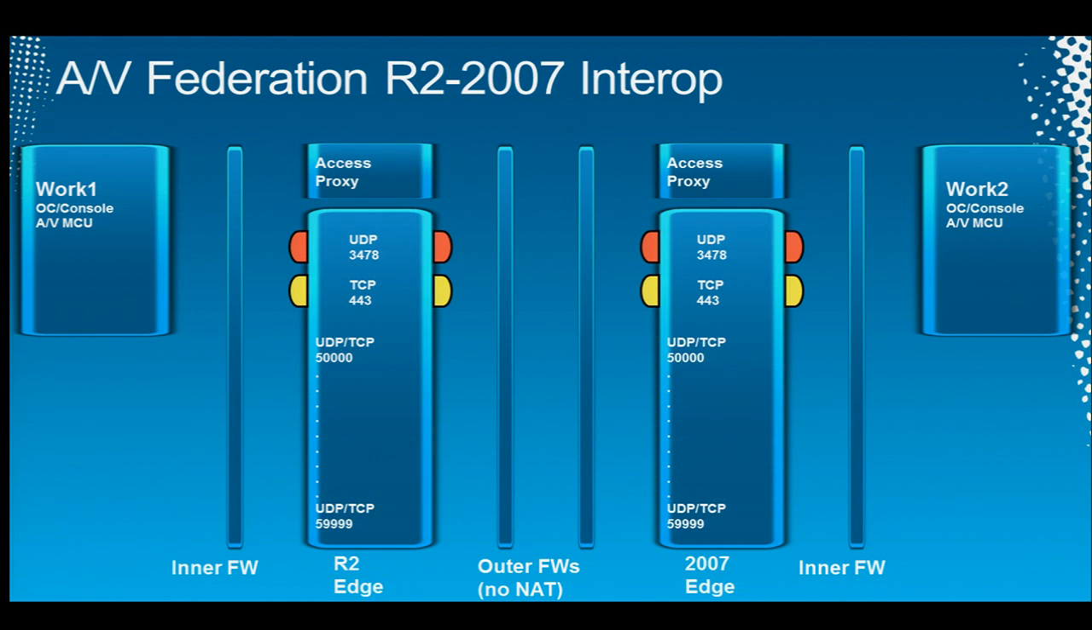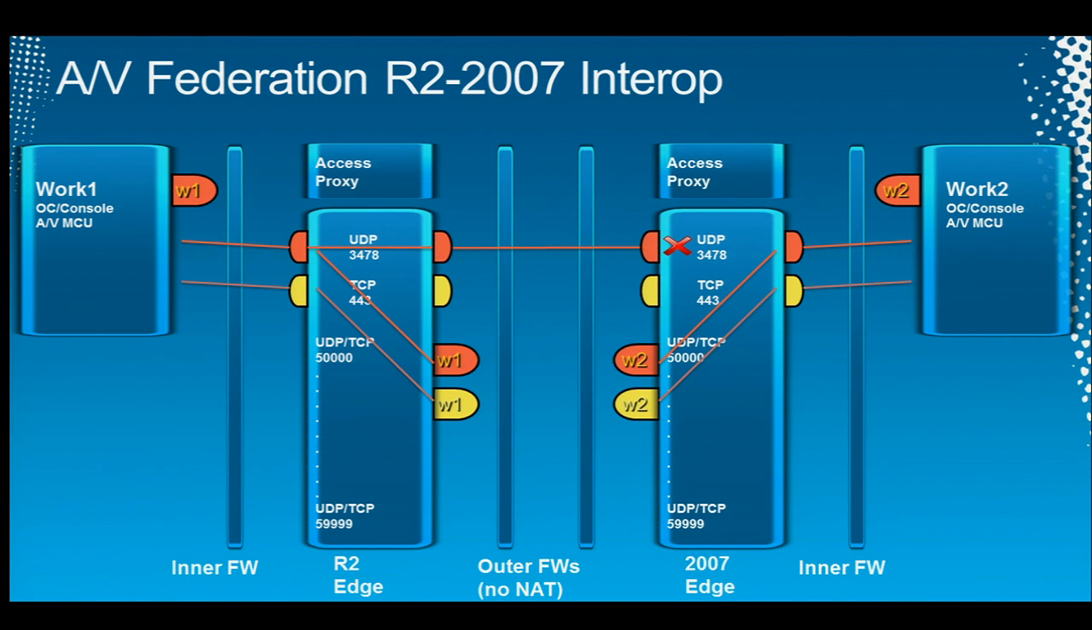For establishing federation between R2 and 2007 interop, in this case, on the left-hand side, you have an R2 edge, and on the right-hand side, you have a 2007 edge. The connection, again, is going outbound. The Work One client will request the edge server to establish two ephemeral ports in the range of 50,000, a UDP port and a TCP port. And then on Work Two, they'll do the same thing. In this case, because it's not backwards compatible, the UDP connection is going to attempt to go over port 3478, but that's not going to work. So then it attempts the port from the ephemeral port in the 50,000 range on the R2 server to TCP 443. That again will not work. So it goes and establishes across the 50K range ports.